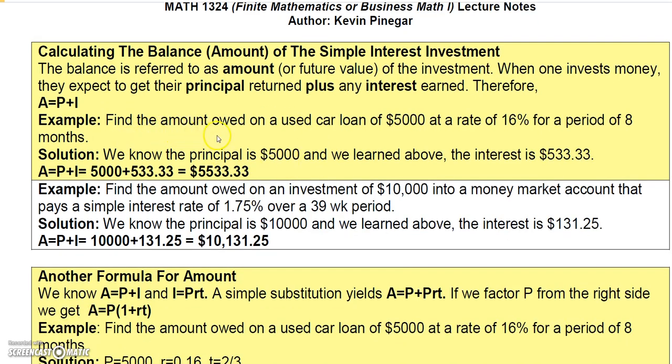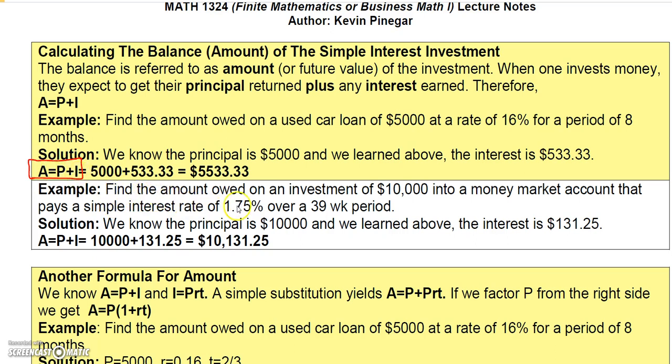So, as I just said, if you wanted to find the amount owed on that used car loan of $5,000 for a period of 8 months, then we would take the principal, which is the $5,000, and we would add to that the amount of interest that's owed. And so if you add those two together, you get $5,533.33. So really, that gives you a formula to find the amount: it is simply the principal that's invested plus the interest that's owed on the investment.